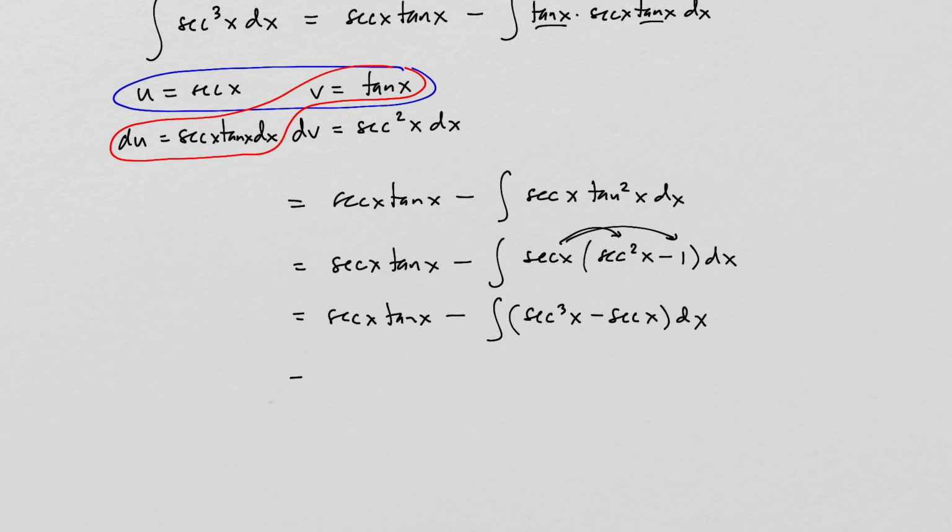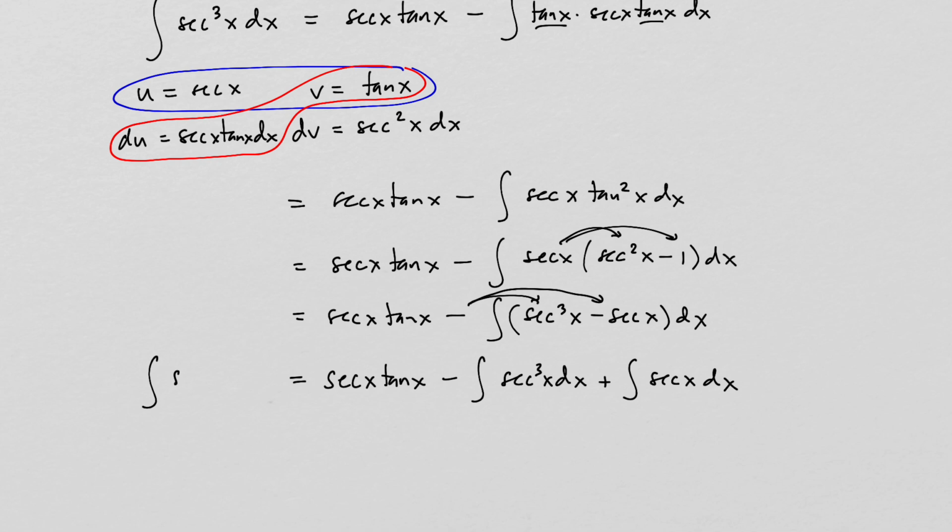Now, let's separate this into two integrals. We have secant x tangent x minus the integral of secant cubed x dx, and then minus minus becomes a plus the integral of secant of x dx. And let's remember that this is the integral of secant cubed that we're looking for. So what you should notice is that you get the original integral you were looking for here, right? That's what we're trying to find.